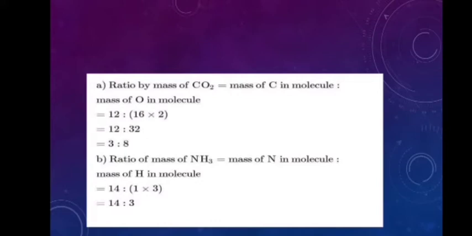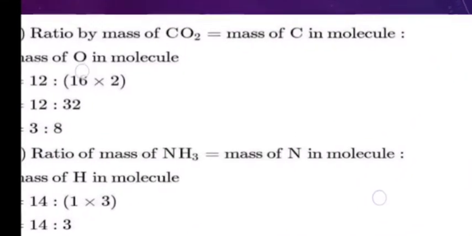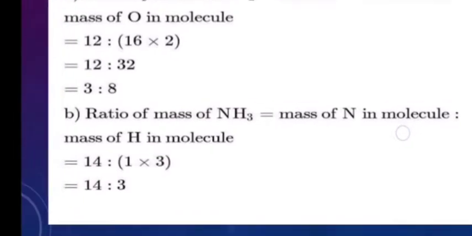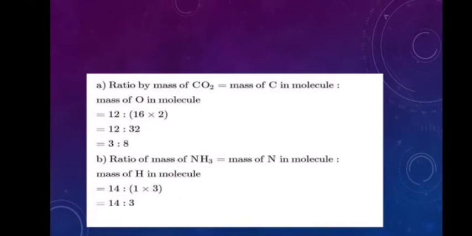The ratio of the mass in ammonia is equal to the mass of nitrogen in the molecule and the mass of hydrogen in the molecule. The mass of nitrogen is 14 and the mass of hydrogen is 1. 1 multiplied by 3, the element of 3 hydrogen atoms. 3 multiplied by 1 is equal to 3. 14 ratio 3 by mass of ammonia.